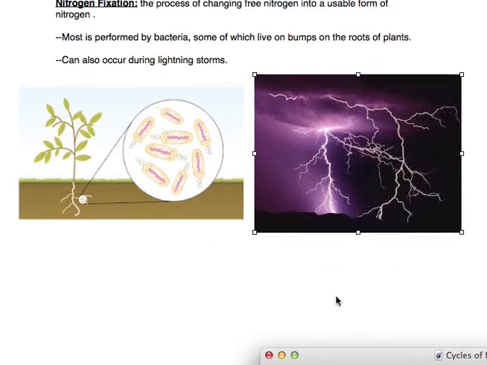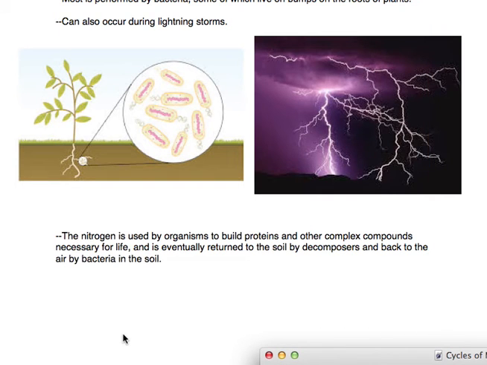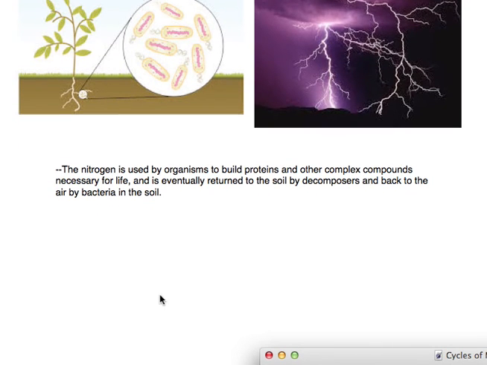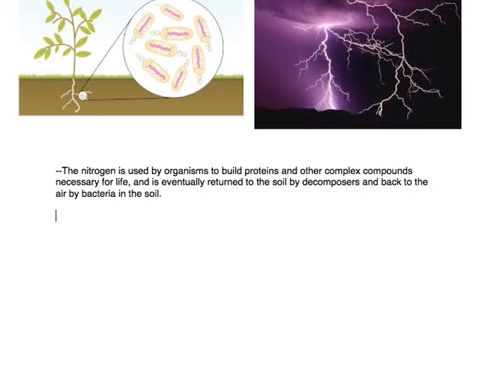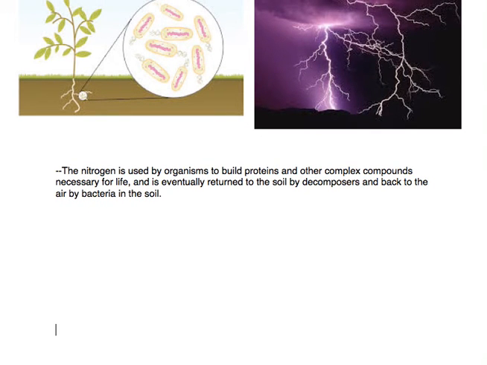And what is nitrogen used for? Why is it important? Nitrogen is used to build proteins and other complex compounds that are necessary for life. When we do our cell unit, we're going to talk about proteins and what they do, cells and genetics. They're really necessary for living things to function. And so nitrogen is quite important for that. So nitrogen is used by organisms to build proteins and other complex compounds that are necessary for life, and eventually it's turned back to the soil through decomposers and back to the air through bacteria in the soil.